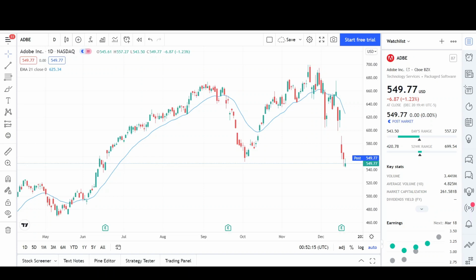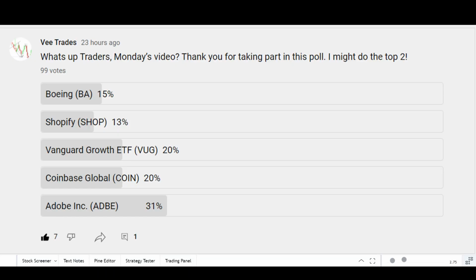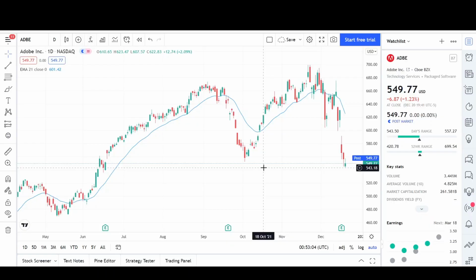I will first go over what I see on the daily chart and finish the video off with the weekly chart. In the poll that I sent out yesterday, Adobe is in the lead at 31% of the votes with a total of 99 votes in the poll. Vanguard Growth ETF is tied for second with Coinbase, and then Boeing and Shopify are in fourth and fifth respectively. So thank you for taking part in this poll, and I'll keep you guys updated if I send out any more. So let's go ahead and take a look at this chart.